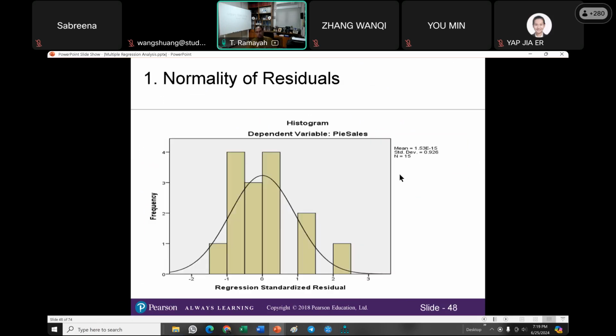So the first output you will get in a result is called a histogram. A histogram tests normality of the residuals, or normality of the error term. For this, we can look at the mean value and the standard deviation. If the mean value is close to 0 and the standard deviation close to 1, then they are normally distributed. And you can see this normal distribution.